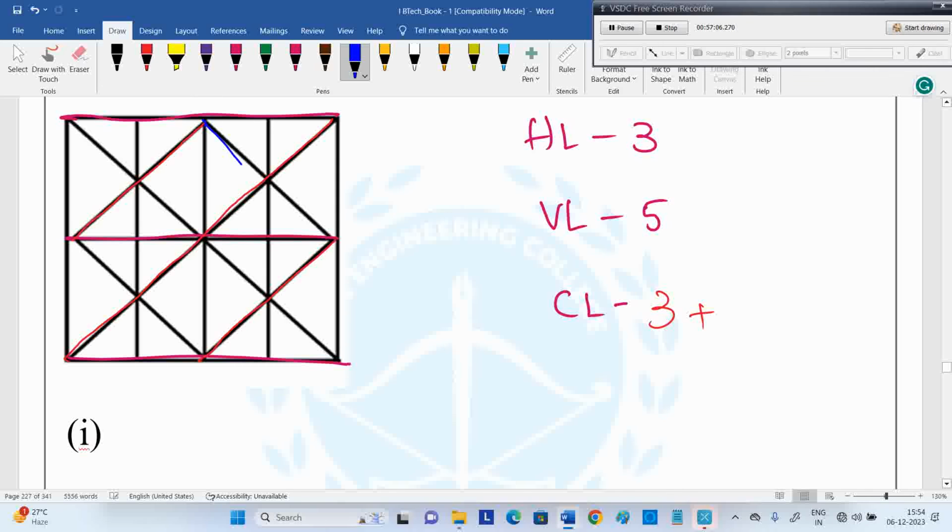3 here. 1 and this is 2 and this is... so 8 plus 6, 14 lines, that's it. 3 horizontal, 5 vertical, and you can find 6 cross lines. Vertical I didn't mark, that black one is all vertical. Simple logic is that. To avoid mistakes, we are separating each and everything.